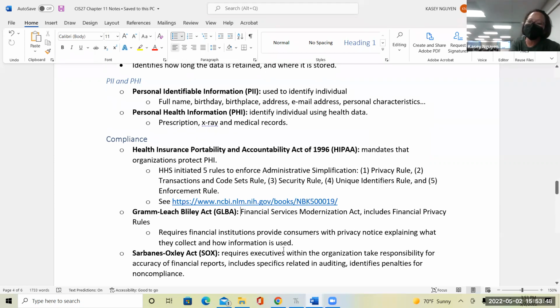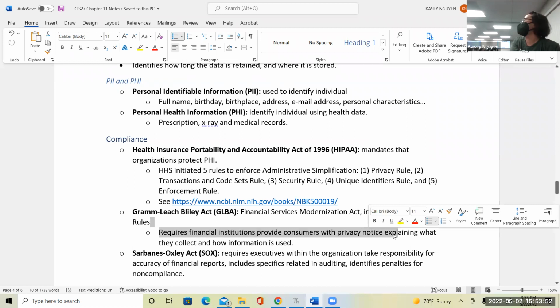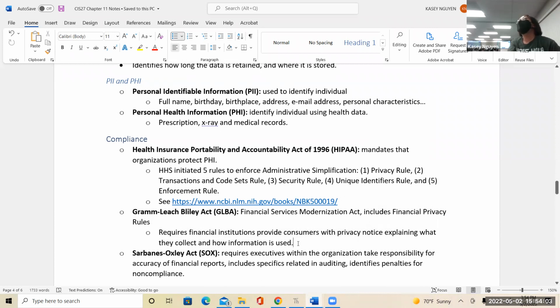So it requires that the consumer privacy notice is explained. And this is why whenever there's a security issue or change in the privacy law, your bank or your credit card company sends you a letter or an email, right? Saying, hey, we modified this. That's a requirement that the customer needs to be notified. Okay.